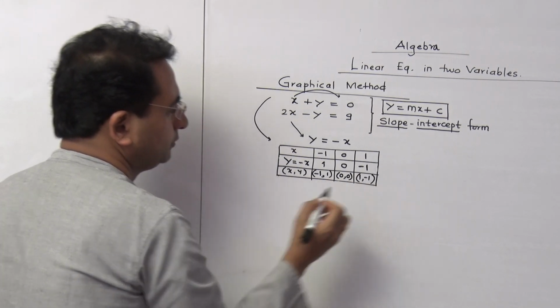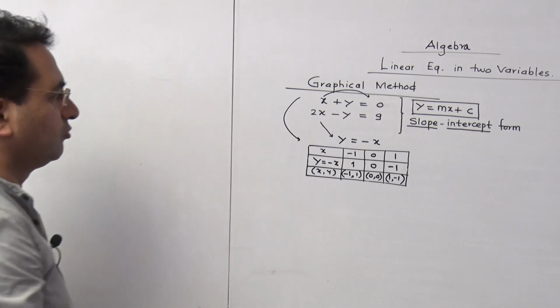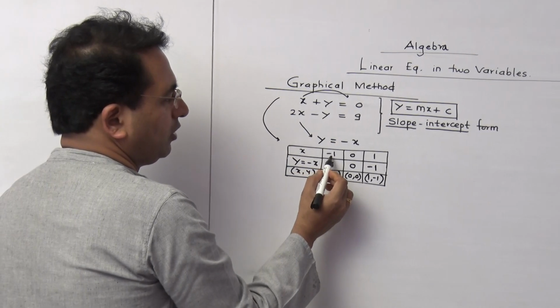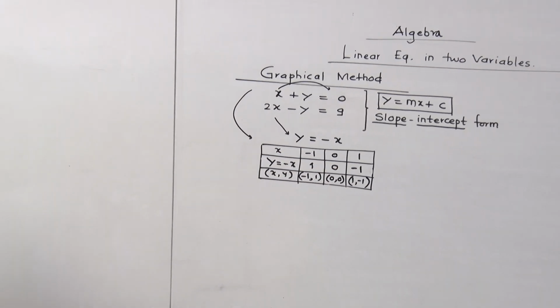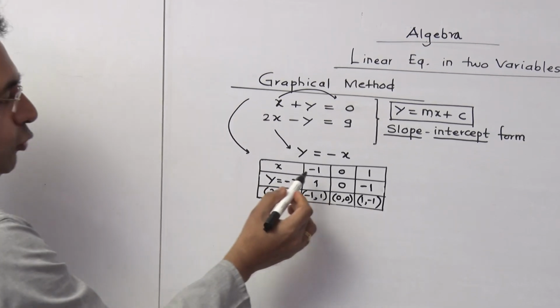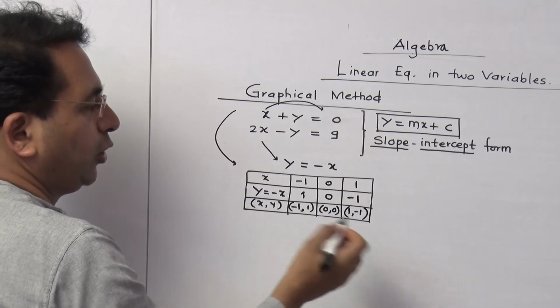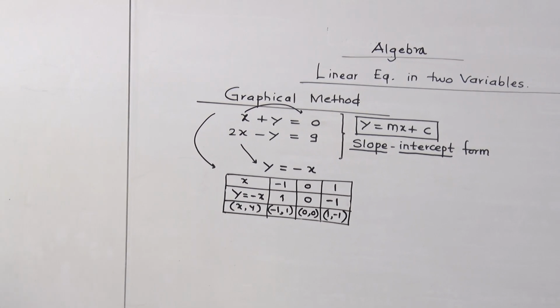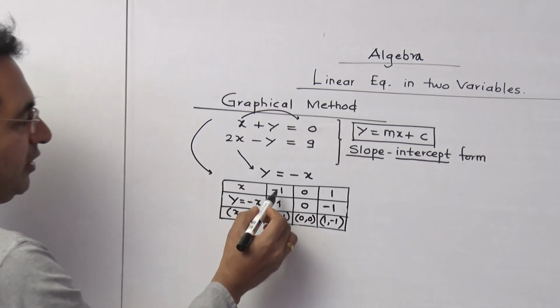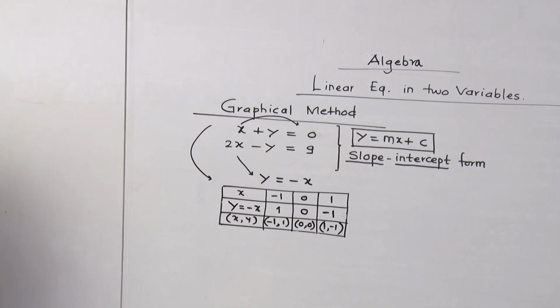Why do we take 3 points? That is one more question students ask me. 3 points are always collinear. If you take only 2 points, and if you make some mistake in the calculation, whatever points you plot, you will always get a line which is not correct. That's why it is better to draw the line with 3 points. So we are getting 3 points for this line.